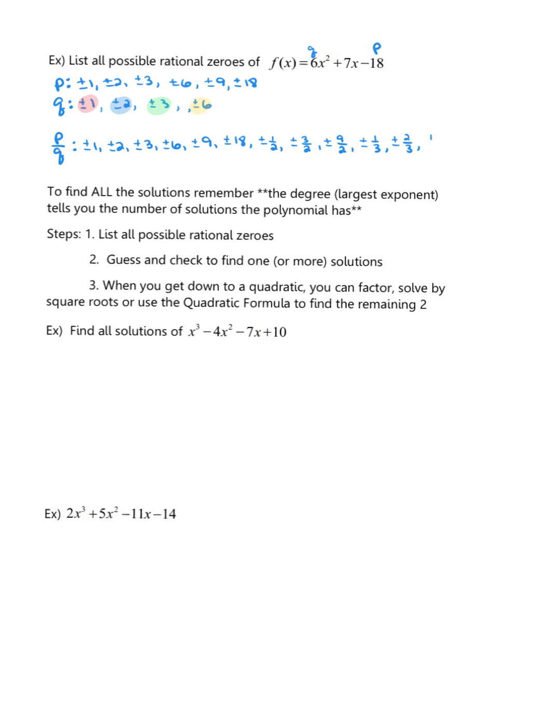1 over 6. 2 over 6 is 1/3, I have that one. 3 over 6 is 1/2, I've got that. 6 over 6 is 1, I've got that. 9 over 6 reduces to 3/2, I have that. 18 over 6 is 3, and I have that. So 1 over 6 is my last p over q.